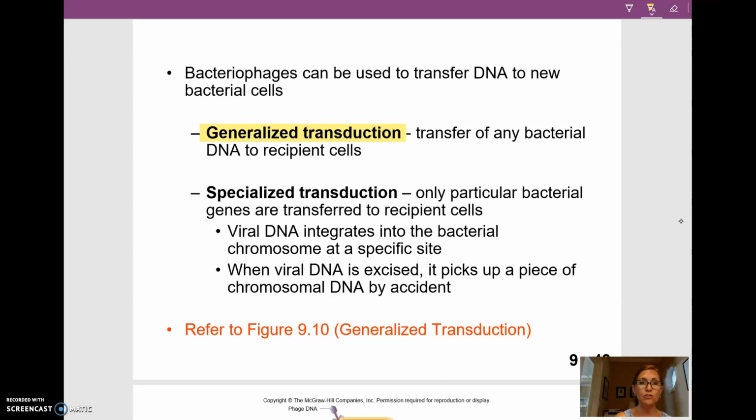Now, specialized transduction, this is kind of a fun little subject, because this is where only certain genes get transferred to particular cells. Why does that happen? Well, that's a big question. Basically, what happens is that viral DNA becomes a part of the bacterial chromosome. All right, this happens a lot in a lot of viral infection period.